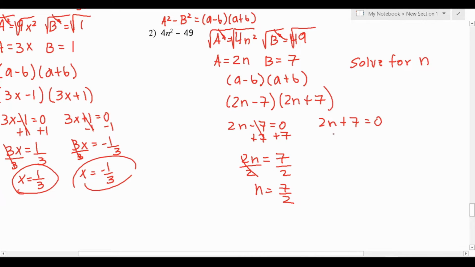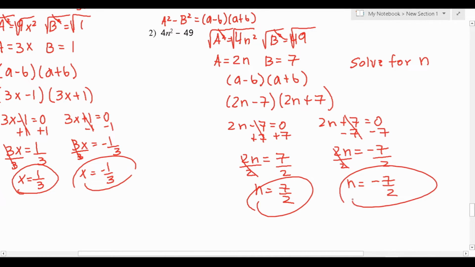Again, to get n by itself in this equation, we're going to subtract 7 from both sides. This is going to cross out, leaving us with 2n equals 0 minus 7, which is negative 7. Then we're going to divide both sides by 2 to get n by itself, and n is going to equal negative 7 over 2. And those are our solutions, as you can see.